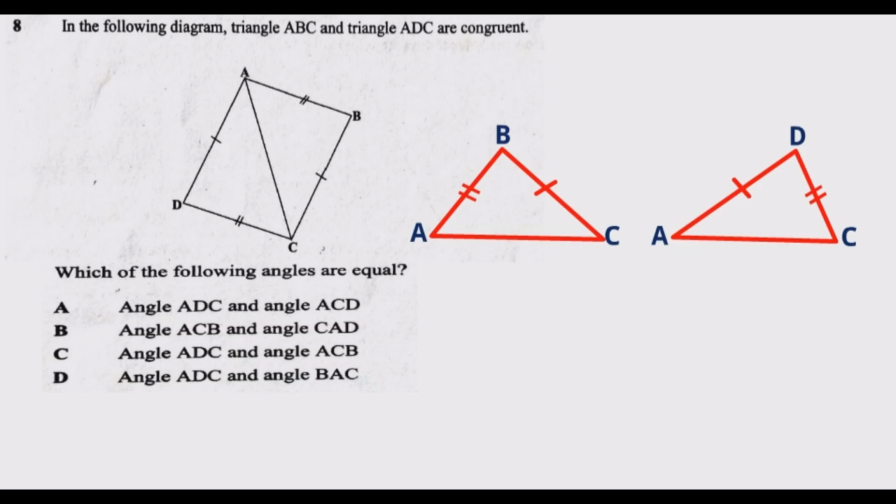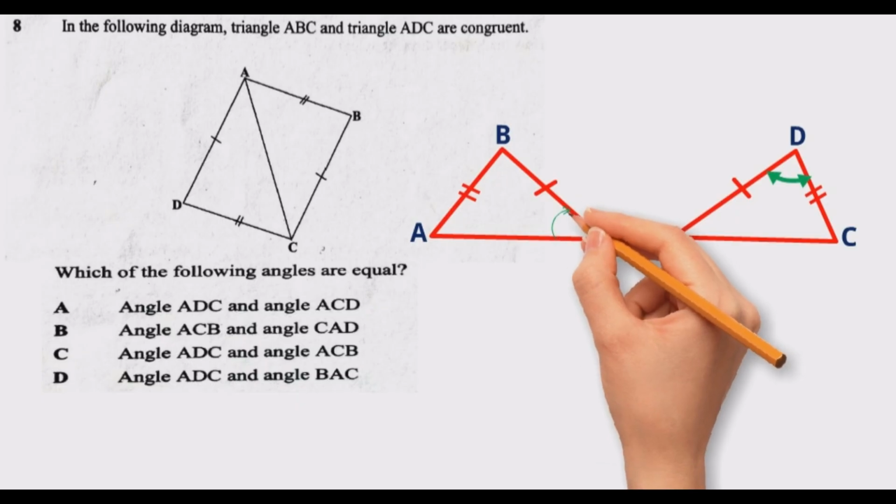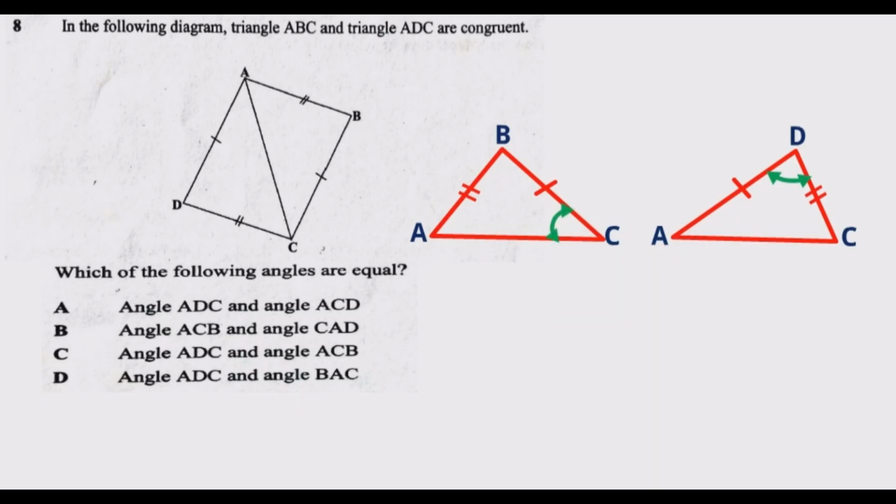So options on C and D, we say angle ADC and angle ACB. Angle ADC is the angle here on top, and angle ACB is the same angle we looked at in the first question. They are occupying different positions and are likely not to be equal, because corresponding angles are equal in the congruent triangle. So C is not correct.